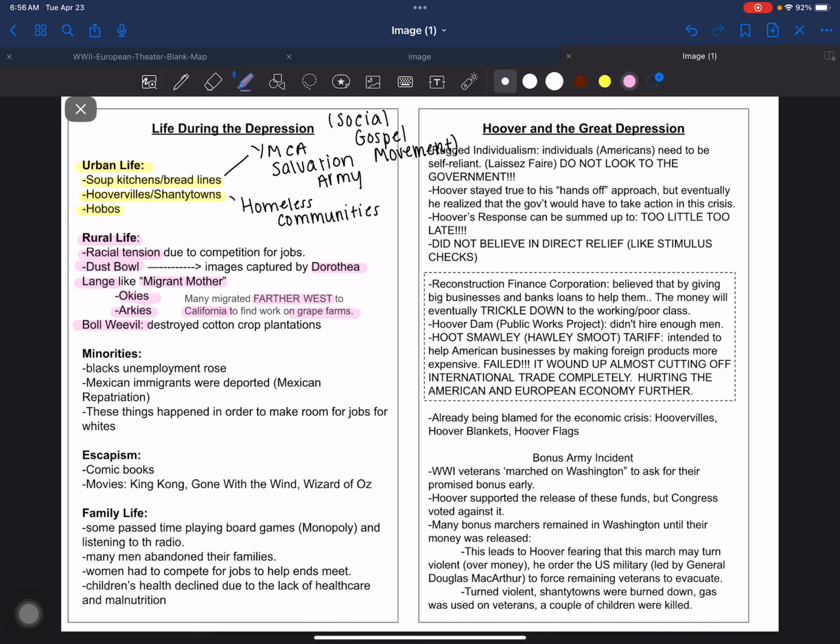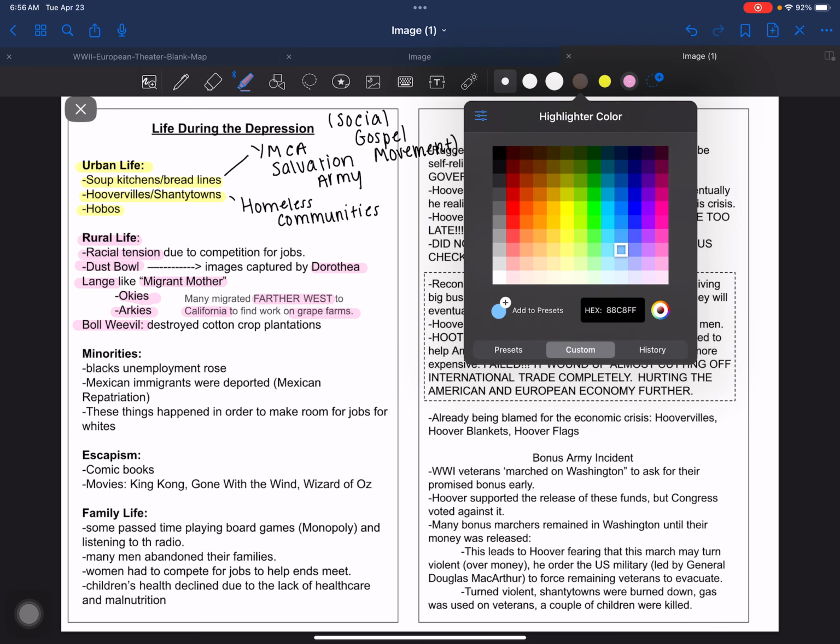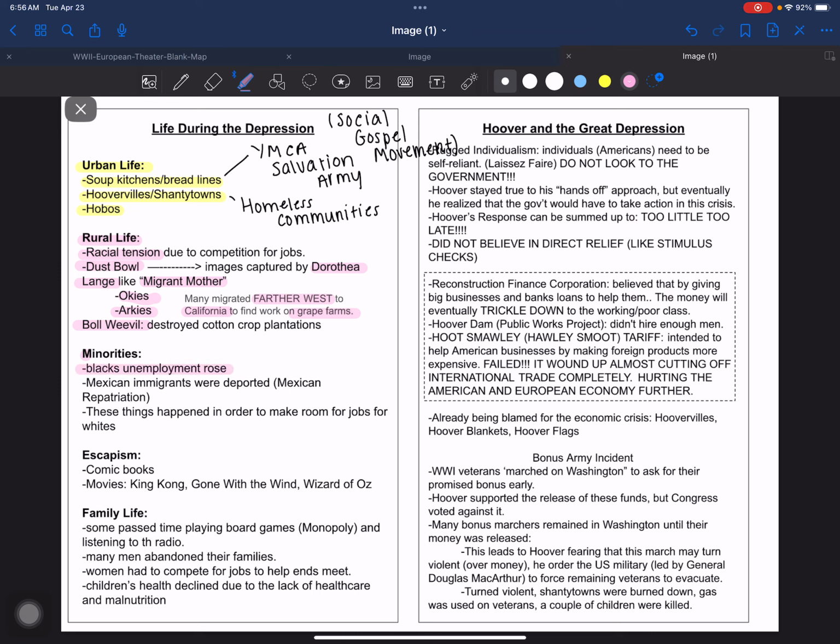And then the next one, you need to know the impact that this has on minorities, okay? Blacks, obviously, especially throughout the South, their unemployment is going to rise. They're going to be more unemployed than the average white people because of the racial tension and racism, especially through the South. And to be honest with you, kind of across the country, I don't know any other way to say it, but the country was more concerned with hiring white men than anybody else.